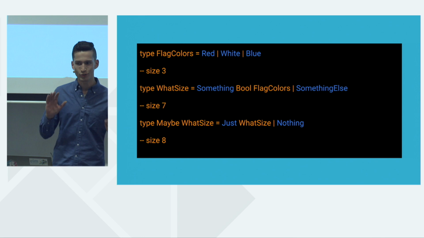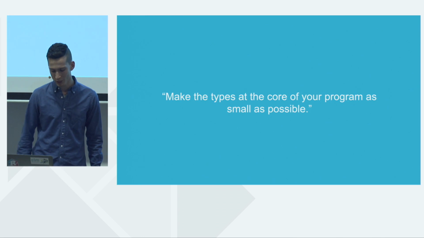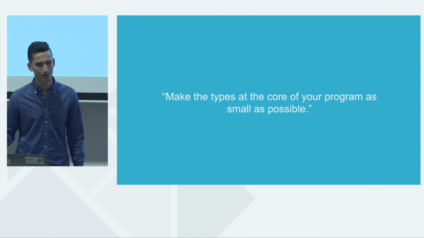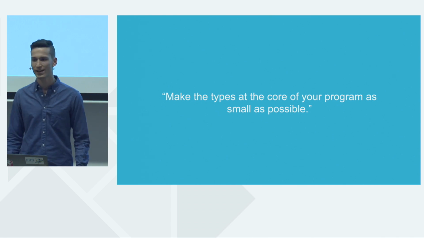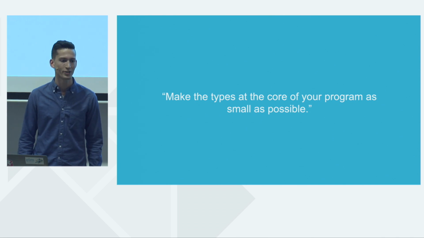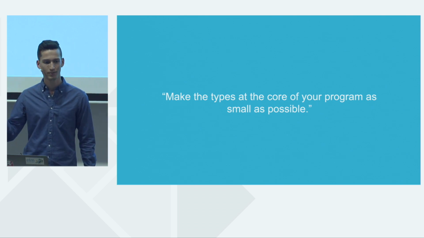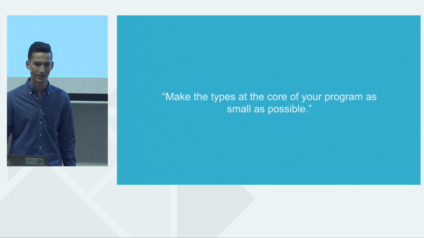And this is a really useful concept and exercise to do with your own code. Because really what you want to do is make the types at the core of your program as small as possible. This will make your programs a lot more resilient. And as a room full of Elm developers, we all already know this, more or less. Because when we go to define our update function, we generally don't switch on a string. We switch on a union type, which has a constrained number of values.